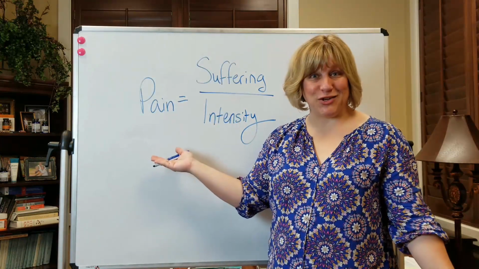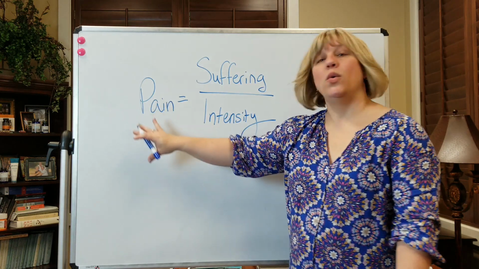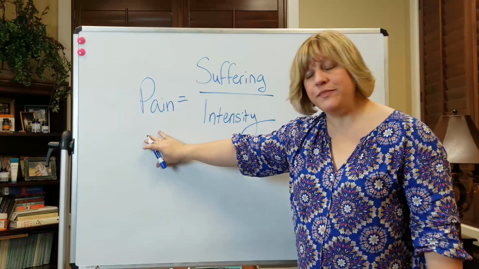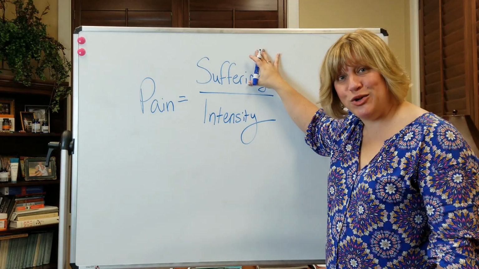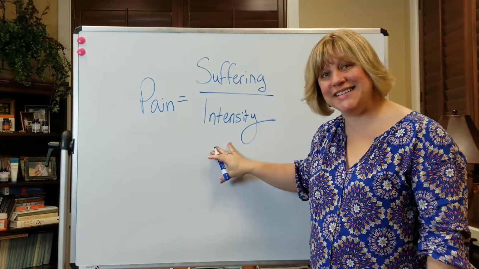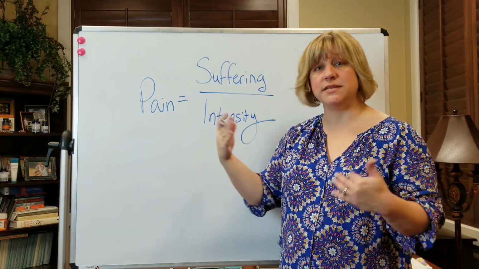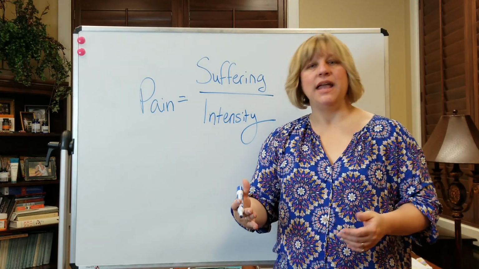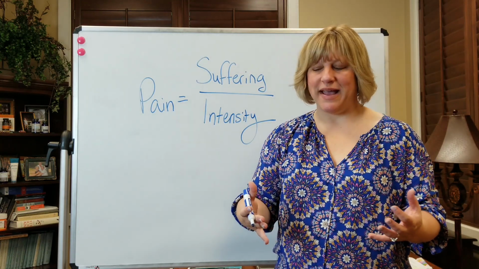And this is our first equation. So here we have pain as the integer equals suffering as our numerator and intensity as our denominator. Pain equals suffering over intensity. Now, why do we conceptualize it this way?